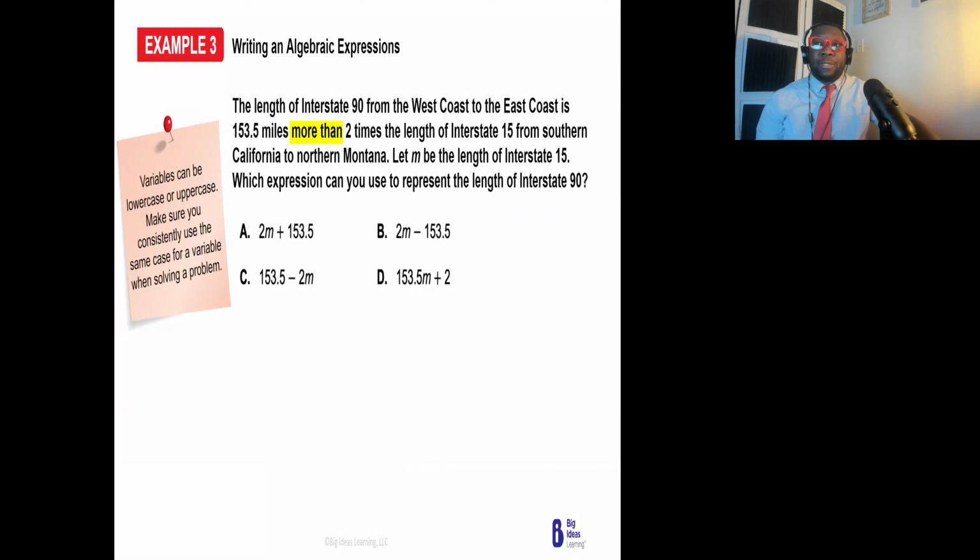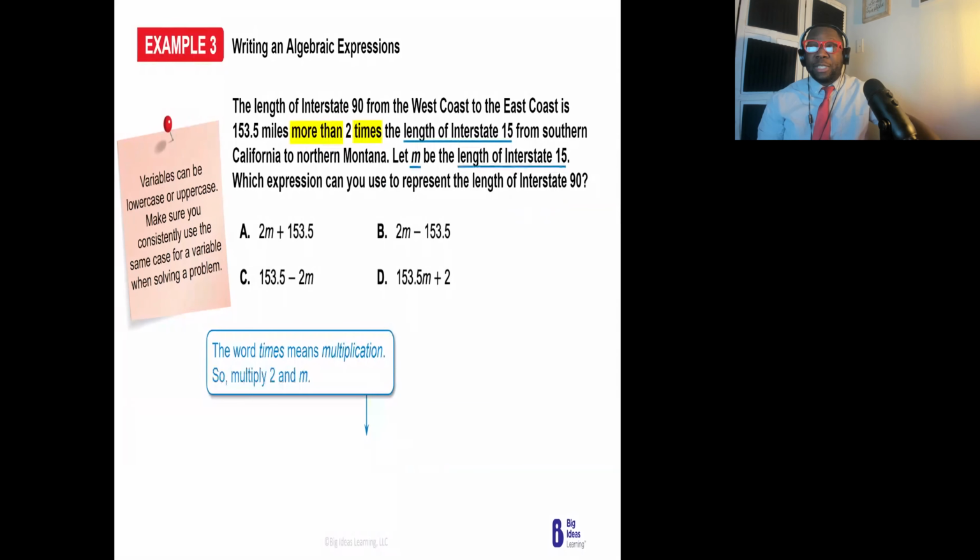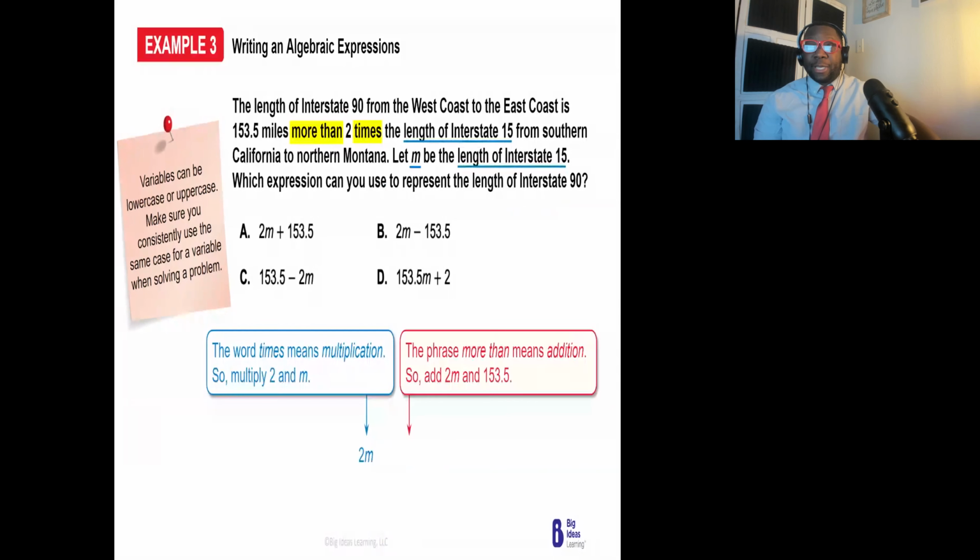What does more than mean? More than means addition. So if it's more than and it's an addition, that means right away we can eliminate B and we can eliminate C. We're then told it's 2 times the length of Interstate 15. Which one of these two, letter A and D, shows you 2 times the length of Interstate 15? Well, M is what represents the length of Interstate 15, so it would be 2 times M. The only expression that shows that is letter A. So A would be the correct algebraic expression for this word problem.